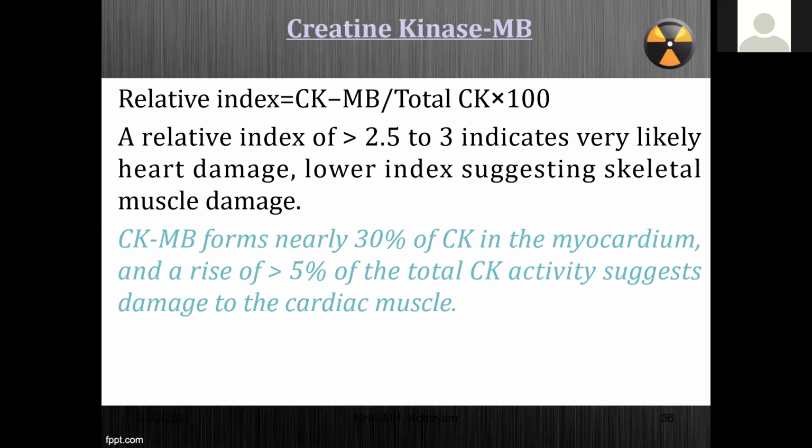So how to calculate? This is the relative index: CKMB divided by total CK, into 100. A relative index of more than 2.5 to 3 indicates very likely heart damage, and a lower index suggests skeletal muscle damage. Suppose it is a very low index, like 2 or 1, then it indicates only some skeletal muscle damage.